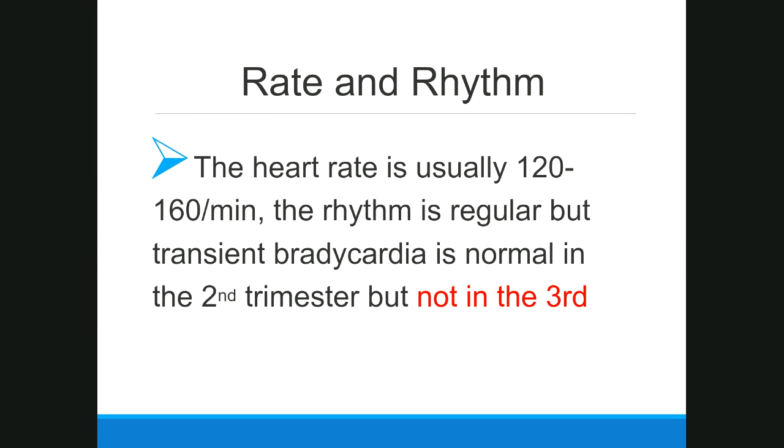Okay, so like we said, 120 to 160 beats per minute is the normal range for heart rate in the second part of the pregnancy, second trimester into the third. The important thing to note, though, is in the second trimester, if you see what we call transient bradycardia, meaning the heart rate dips down low, like to 60 or even lower, and it comes right back up, in the second trimester, that's totally normal. That's totally fine. In the third trimester, it is not.